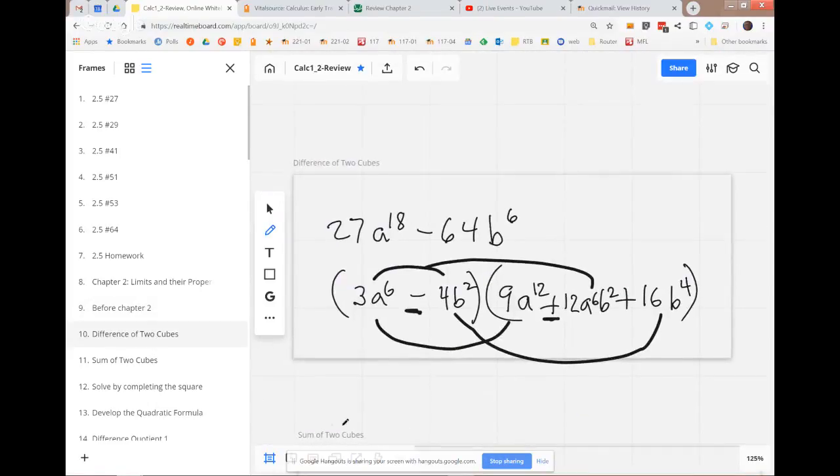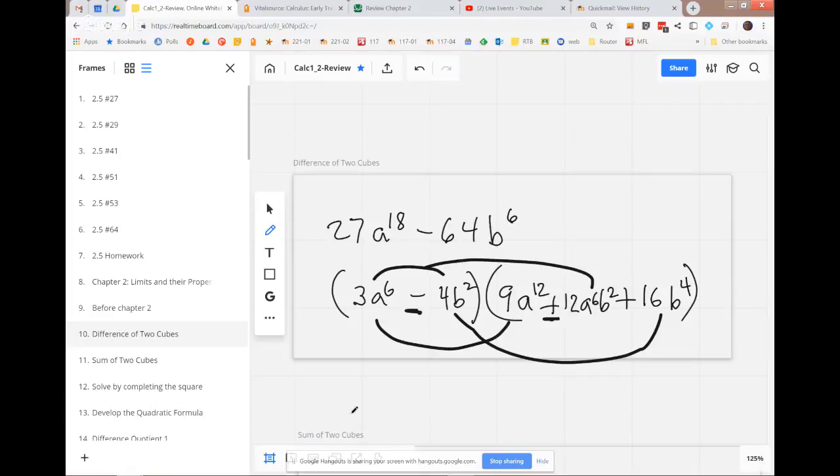So another thing, hopefully you have this down. How does one factor the difference of two cubes? It's a factoring technique, and it allowed us to solve some of the problems in this chapter. So just by the way, is this the difference of two cubes? It is, because 27 is 3 cubed. And how about a to the 18th? 18 is not a cube, but a to the 18th is, because that's a to the 6th times a to the 6th times a to the 6th. And then 64 is 4 cubed, and b to the 6th is b squared cubed.